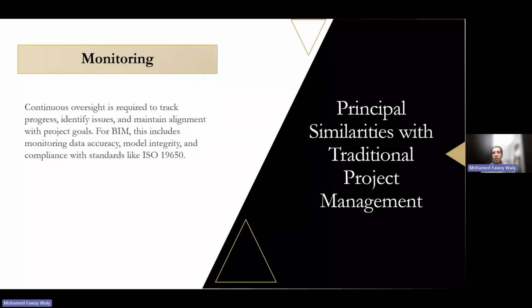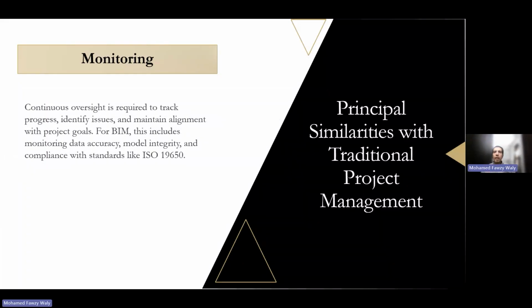Also, it's about monitoring. Continuous oversight is required to track progress, identify issues, and maintain alignment with the project goals. For BIM, this includes monitoring data accuracy, model integrity, and compliance with standards like ISO 19650. So, a continuous follow-up for the whole project. This is one of the common exercises and scopes that exist in project management, and the same you can find in BIM management.